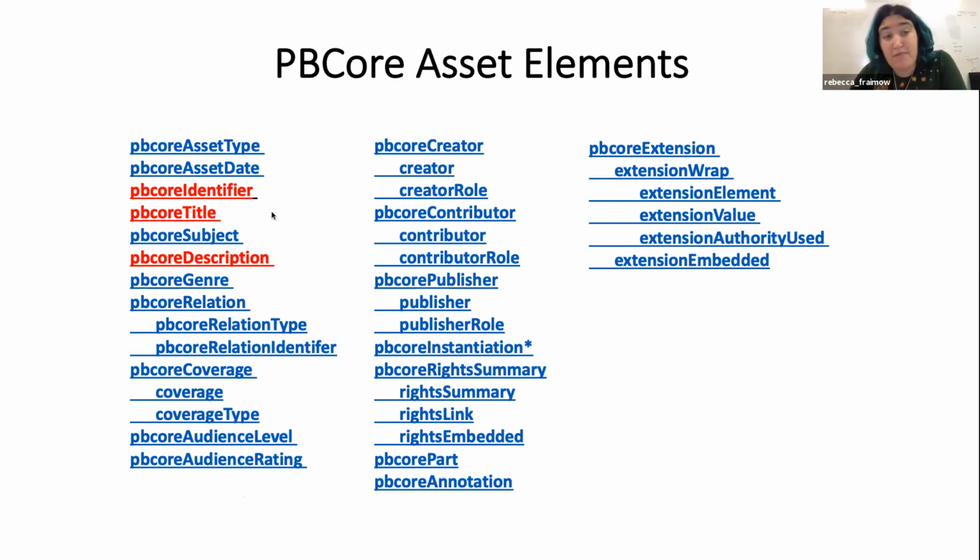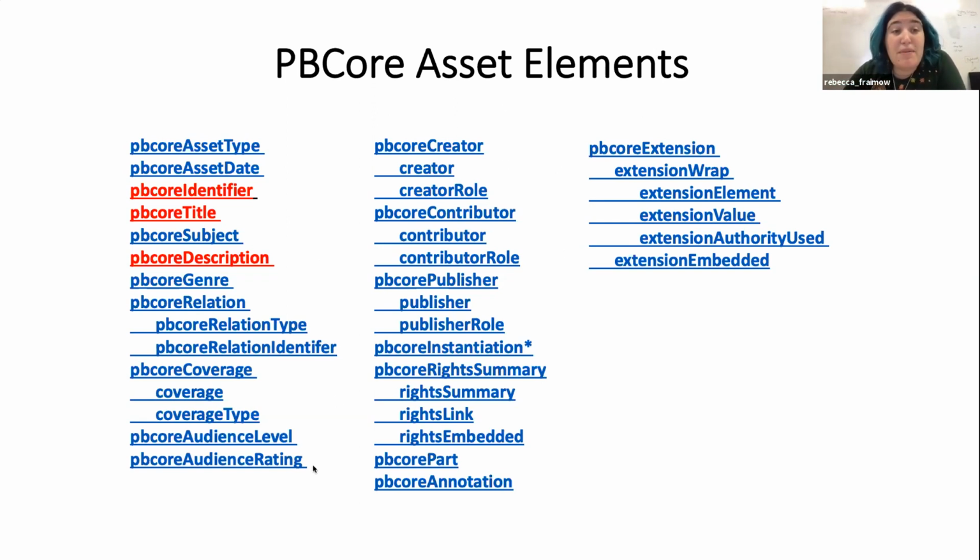Some of these will probably be familiar from last week with Dublin Core, such as title, description, creator, and contributor. These are things that were taken directly from Dublin Core and just kind of applied to PBCore. They're useful building blocks of terminology.